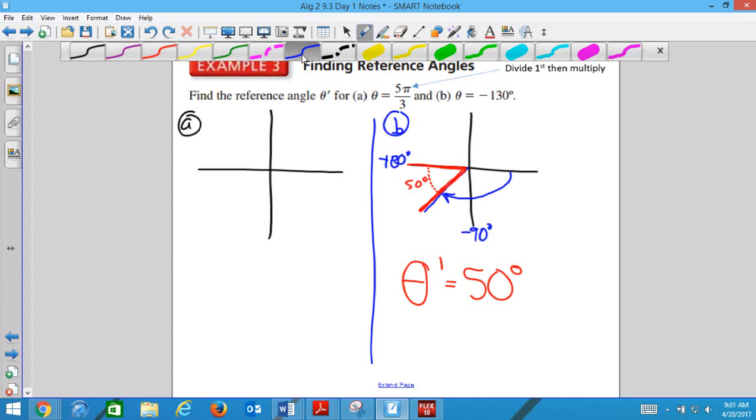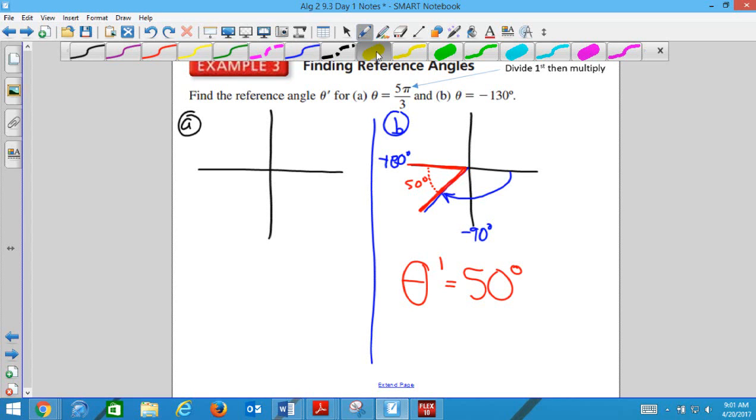All right. So what do we do when it's radians? So your choices for radians: you can take the radian, convert it to degrees, draw it, find the reference angle, and then take that reference angle and convert it back to radians. Or you can just stay in radians the whole time and save yourself half the time. So that's what I'm going to do.